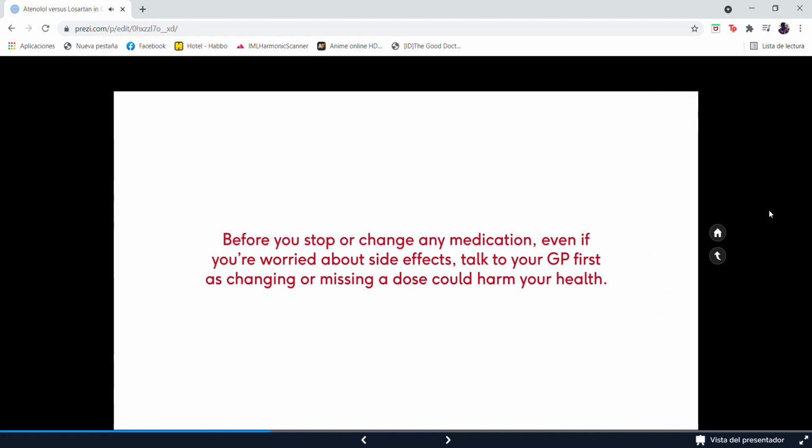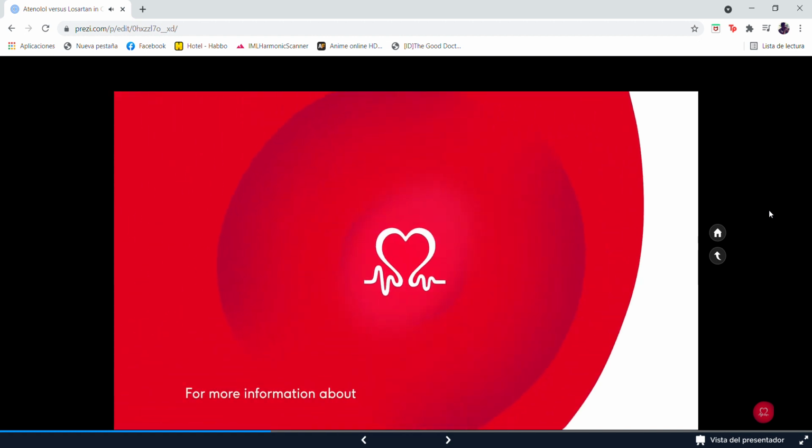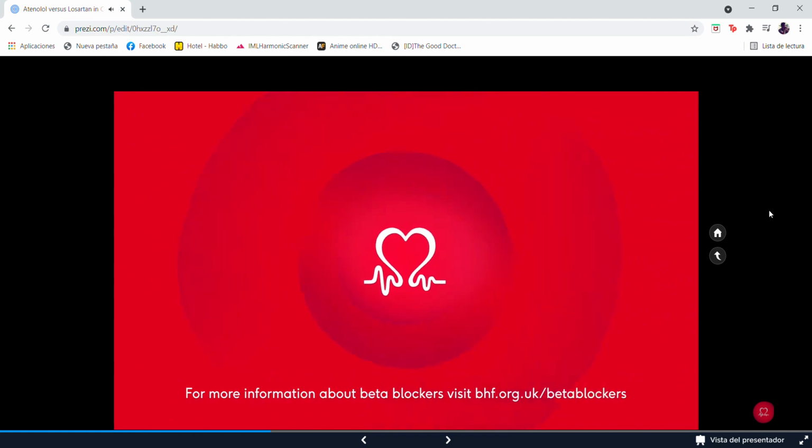Before you stop or change any medication, even if you're worried about side effects, talk to your GP first, as changing or missing a dose could harm your health. For more information about beta blockers, visit bhf.org.uk/beta-blockers.